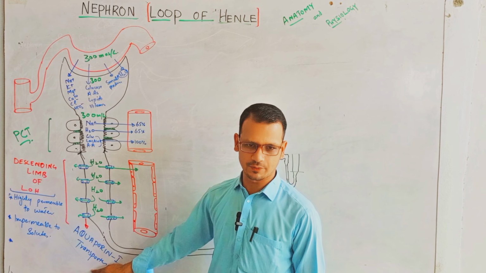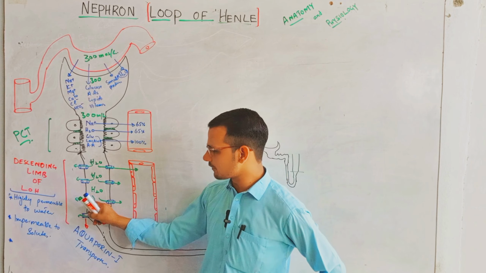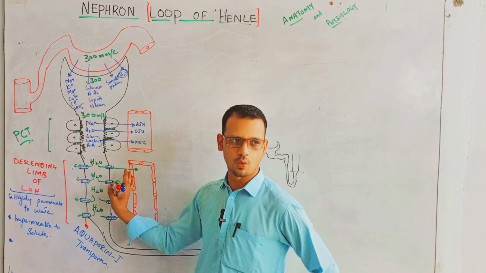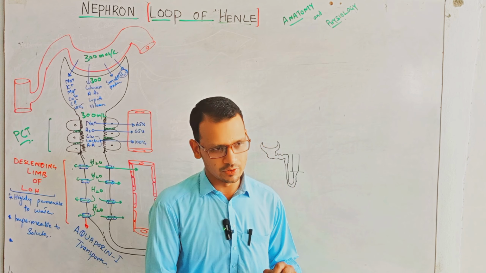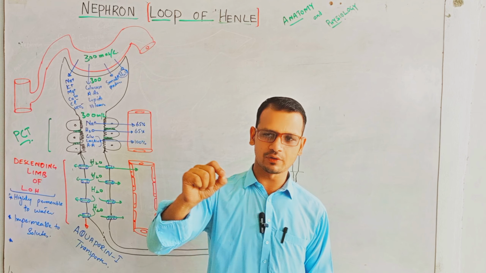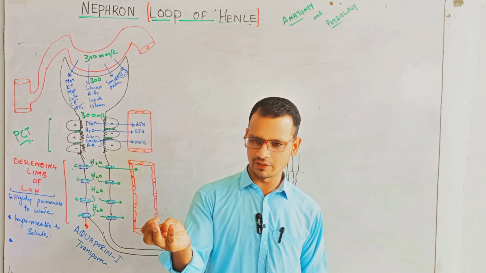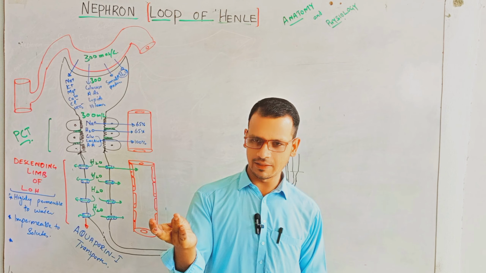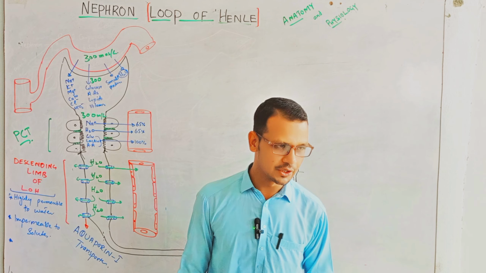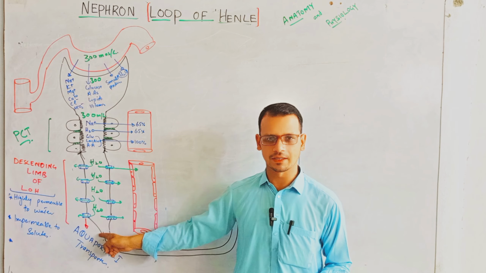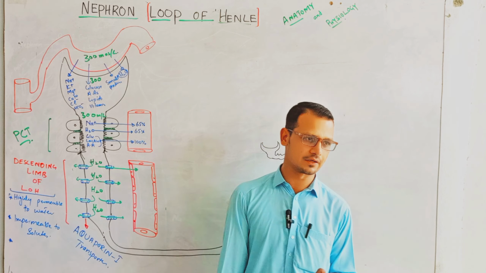Aquaporine 1 transporter, right? And what is the role of the aquaporine 1 transporter? It is only permeable to water. If you get an MCQ in your paper, which part is only permeable to water, not to solutes: the proximal convoluted tubule, the descending limb of the loop of Henle, the ascending limb of the loop of Henle, or the distal convoluted tubule? You will select the descending limb because this area is only permeable to water, and this is very important.